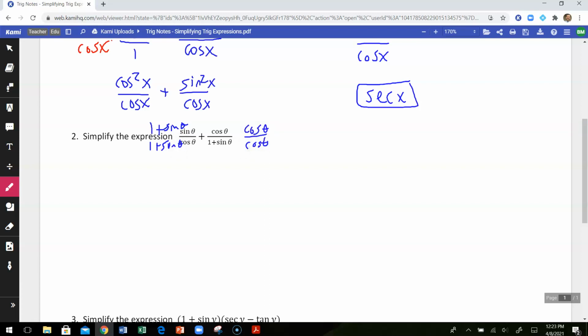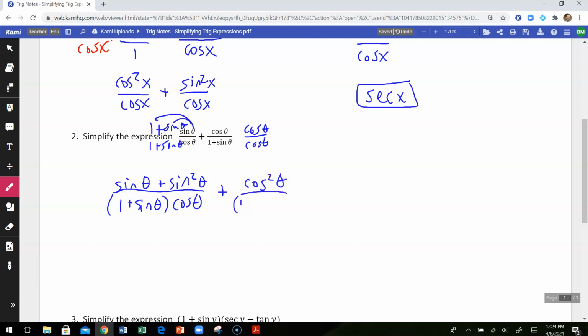Okay, so my numerator here, if I distribute my sine, is going to be sine theta plus sine squared theta. And then I'm going to keep my denominator as a product. So I'm going to say 1 plus sine theta times cosine theta. If I multiply what I have on the right, cosine times cosine, that's going to be cosine squared theta. And on the bottom, again, I'm going to leave this as a product. 1 plus sine theta times cosine theta.